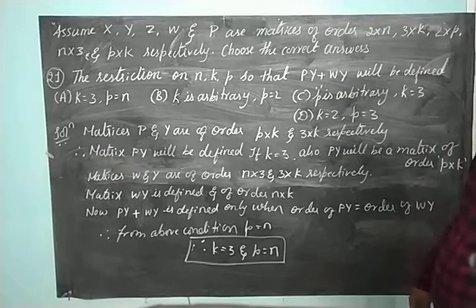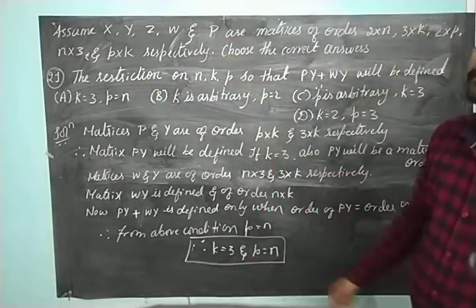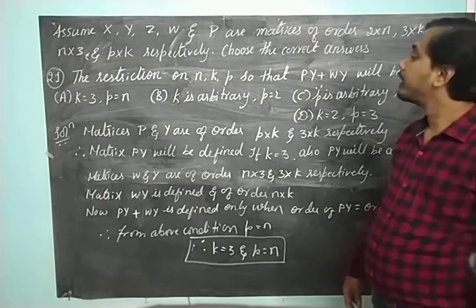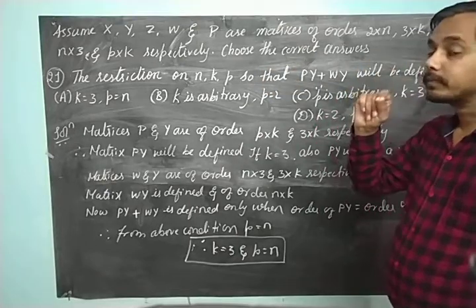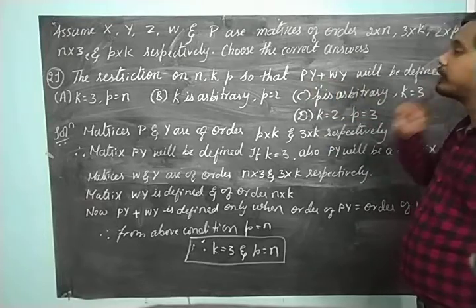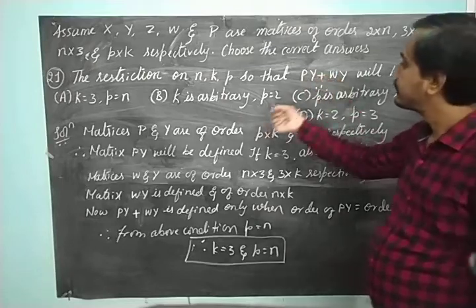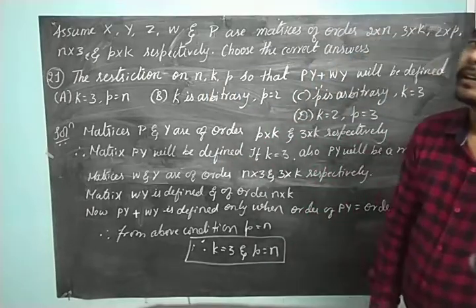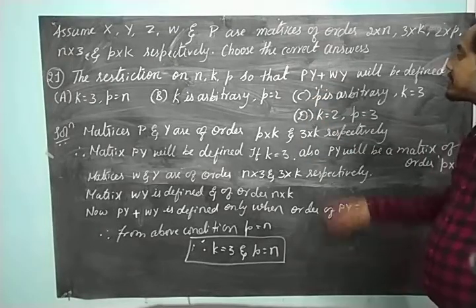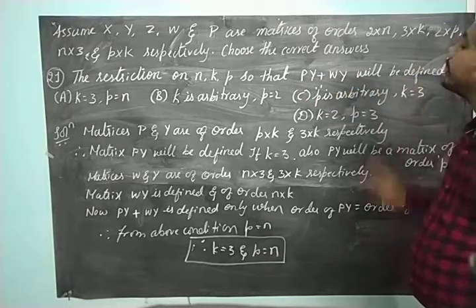So what should we do here with this information? The question is the restriction on n, k, p so that PY + WY will be well defined. So we should find the values of n, k and p. These P, Y are the matrices, and n, k, p are the orders of the matrices. So we should find the values of n, k, p so that matrix P into matrix Y plus matrix W into matrix Y will be well defined.